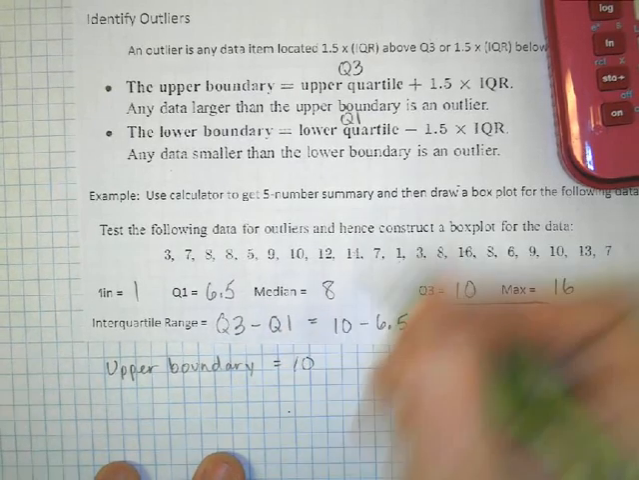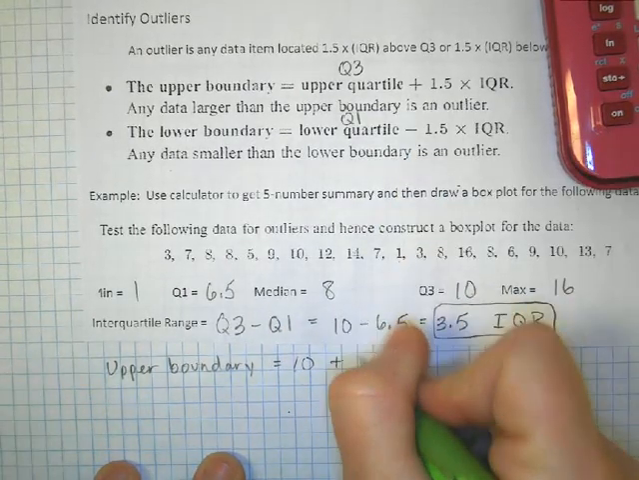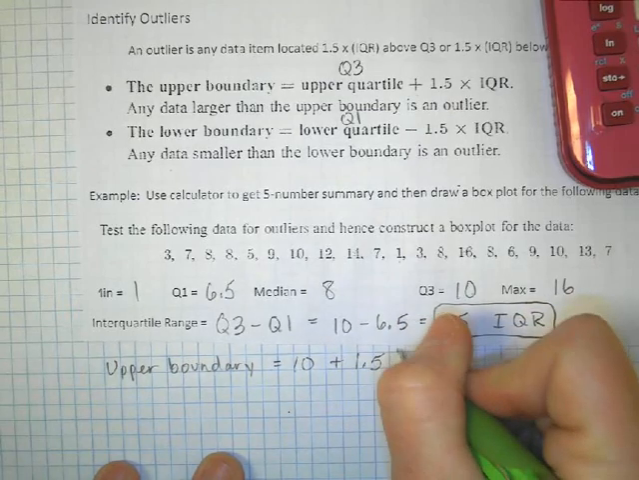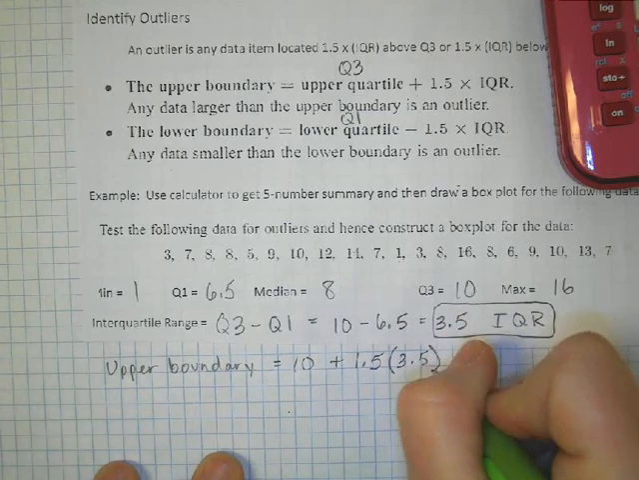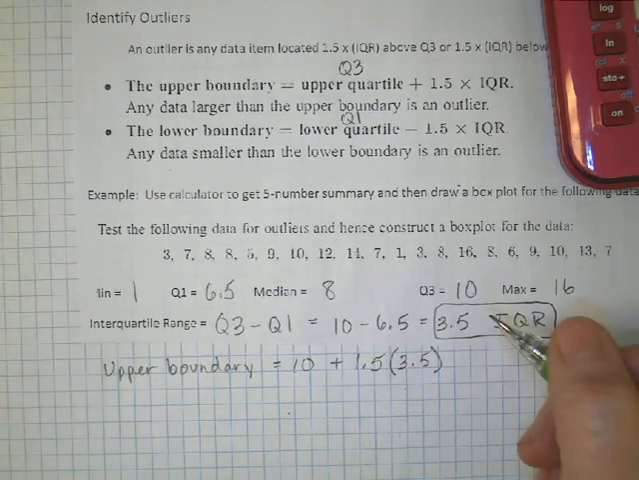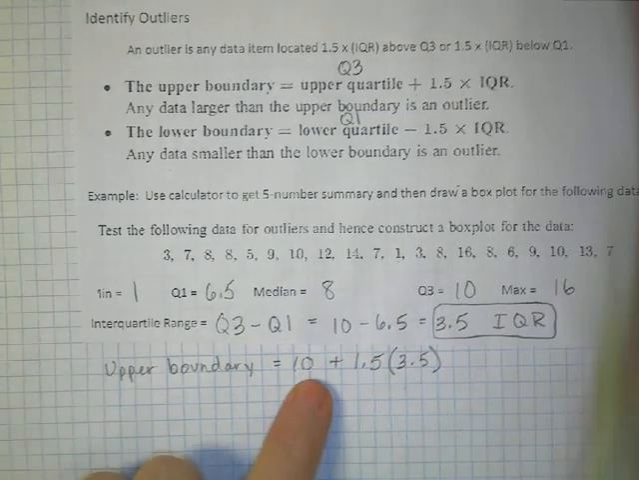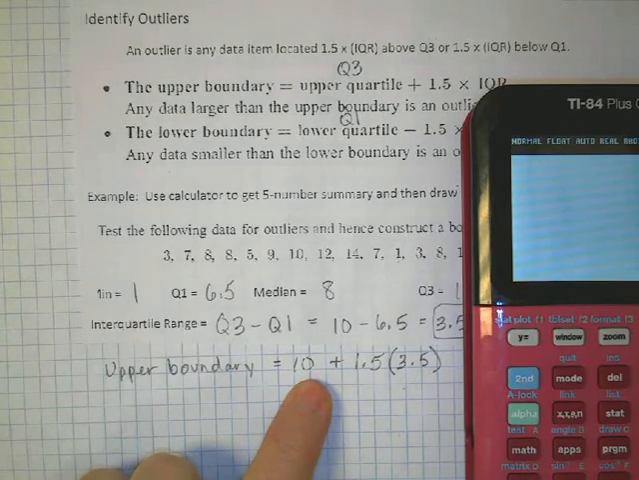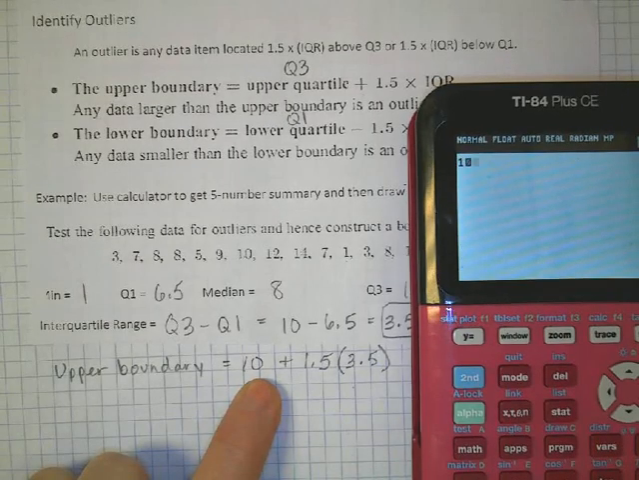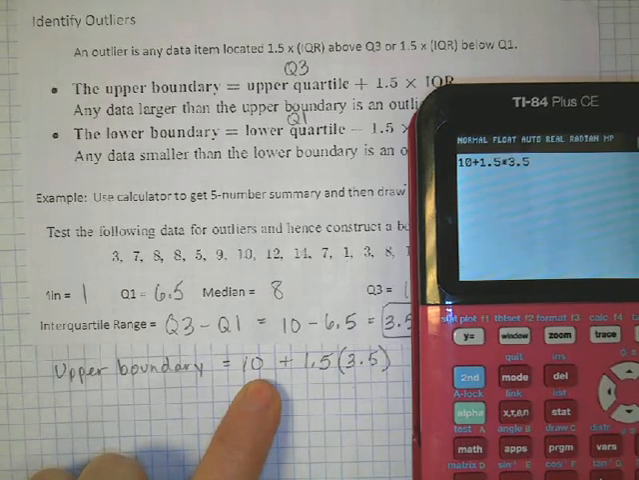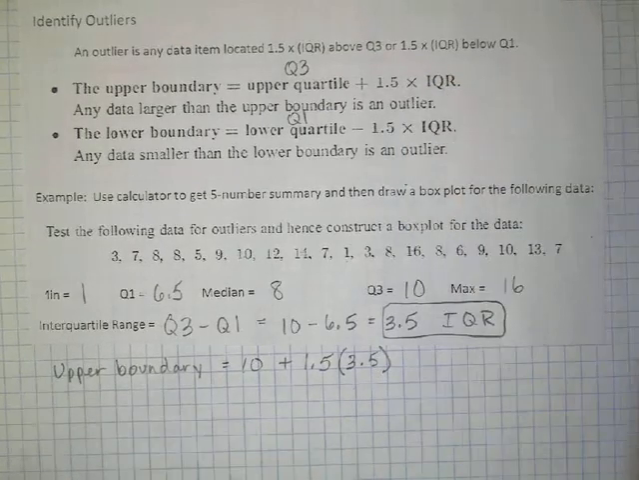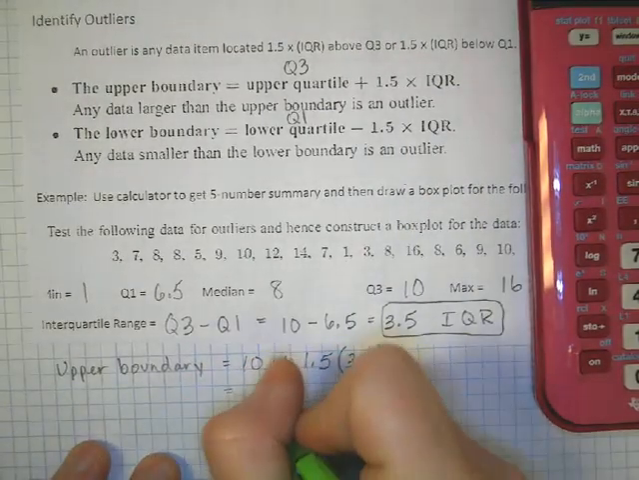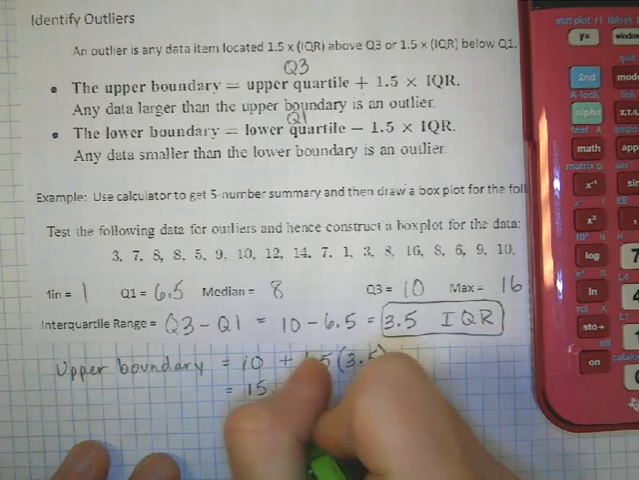And I'm going to add 1.5 times the IQR. Okay, so if I do that, I'm going to go ahead and just use my calculator, because I'm lazy like that. 10 plus 1.5 times 3.5. So I just put the whole thing in, and I get 15.25. So my upper boundary is equal to 15.25.